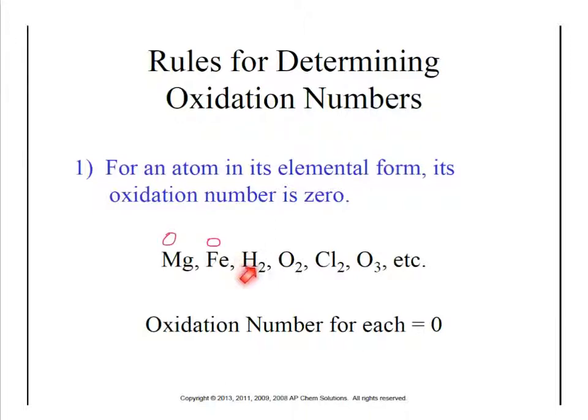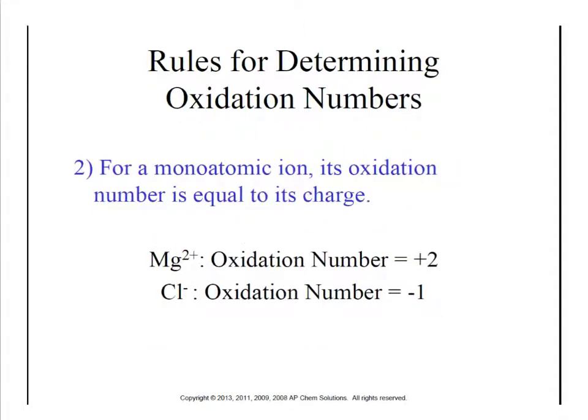Hydrogen, even though it's H2, it's still just bonded to itself, so it's still in its elemental form, would be 0. O2 would be 0, Cl2 would be 0, and O3 would be 0. So anytime you see an element not bonded to anything different, that means its oxidation number is going to be 0. And next one, for a monatomic ion, its oxidation number is equal to its charge. So monatomic, you may not be familiar with that. Mono means one, atomic, atom. So an ion that's a single atom, its oxidation number is the same as its charge. So Mg2+, its oxidation number would be 2+.